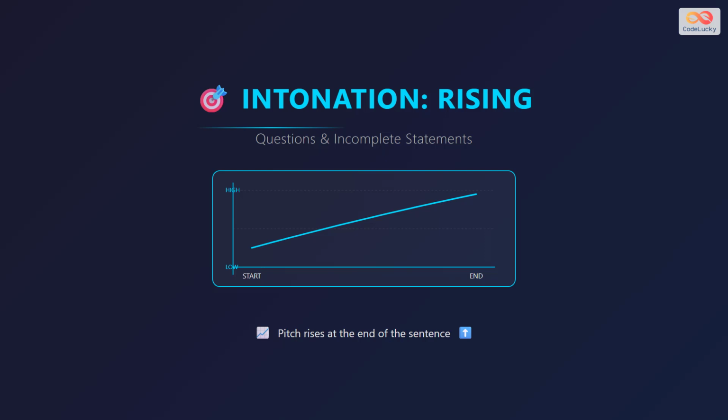In this lesson, we explore rising intonation. Rising intonation means your voice pitch goes up at the end of a sentence. This is the opposite of falling intonation, where your voice goes down. Rising intonation is very important in English because it changes the meaning of what you say. Listen carefully as we go through examples and learn when and how to use rising intonation correctly.